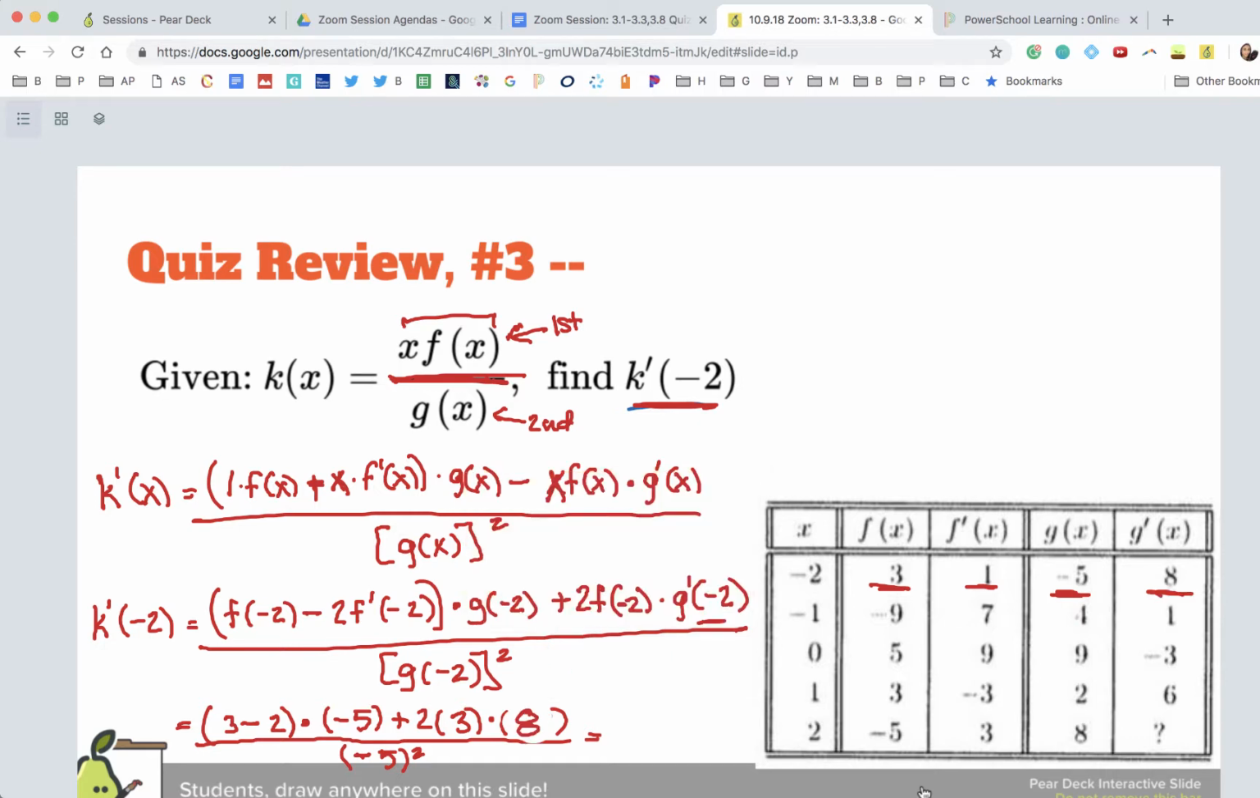Okay, that's better. So now I have a 1 times a negative 5, which is a negative 5, and then I have 2 times 3 is 6, and 6 times 8 is 48, all over 25. So I have 43 over 25. That's going to be my final answer.